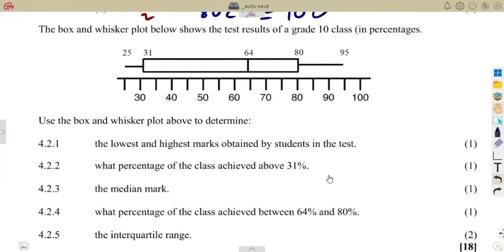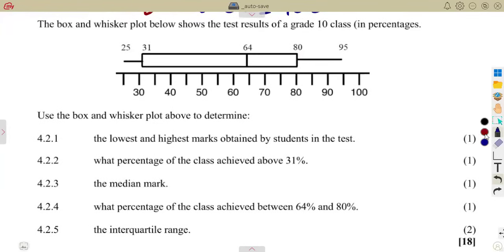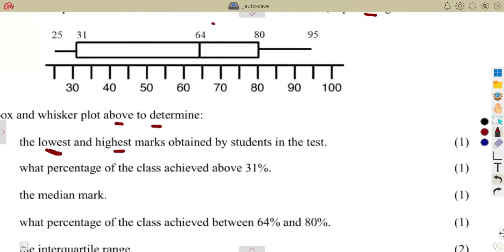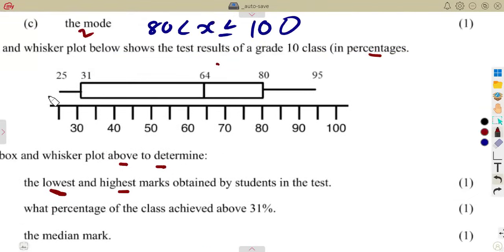The box and whisker plot below shows the test results of grade 10 in percentages. So given these are in percentages, like this is 25%, 31%, 64%. These are like percentages obtained by grade 10 learners. Use the box and whisker plot above to determine 4.21, the lowest and the highest marks obtained by students in the test. Remember, on your box and whisker plot, it shows a 5-number summary of the minimum value, the lower quartile, the median value, the upper quartile, and the maximum value.